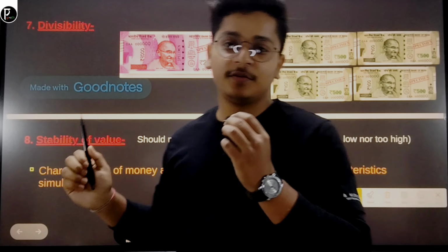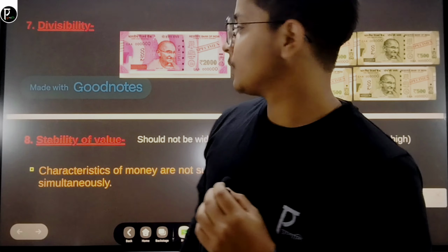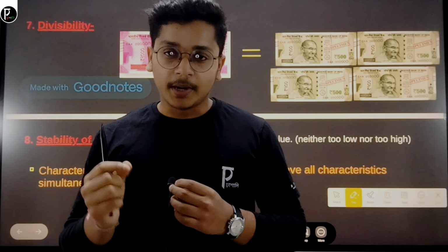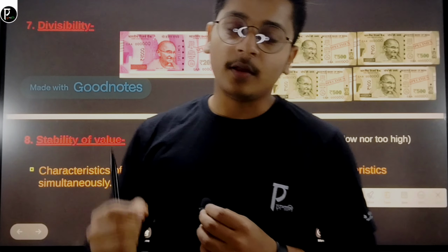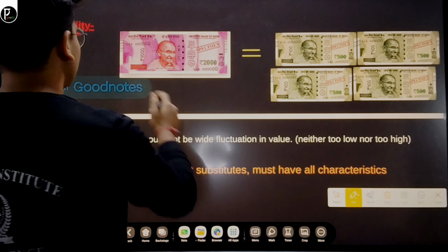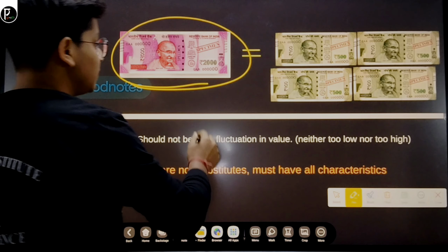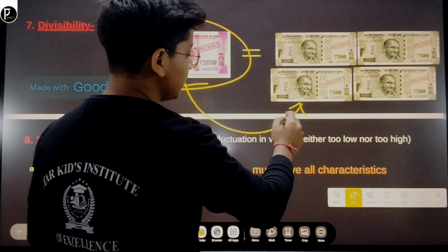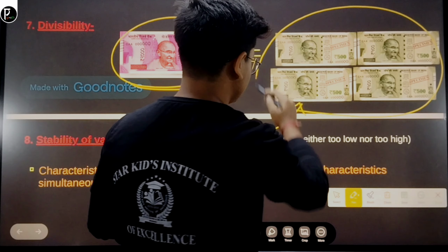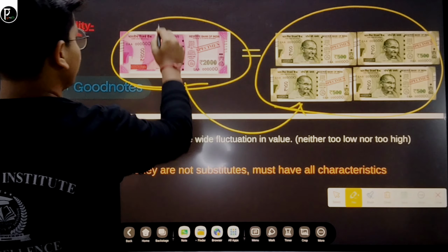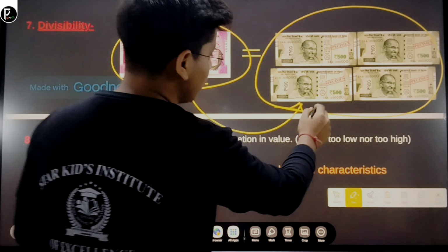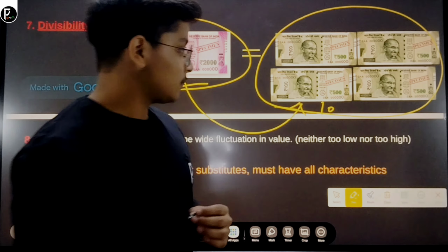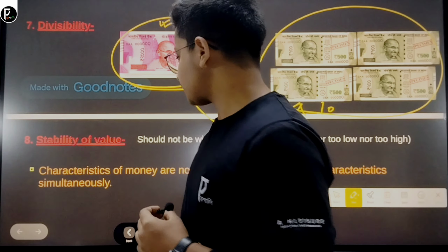Another important characteristic of money is divisibility, so that the money should be divisible into a lower form or higher form. Let's take this example. This is a 2000 rupee note. You can divide this 2000 rupee note into four 500s. So you can convert a high amount of money into a lower form and vice versa.